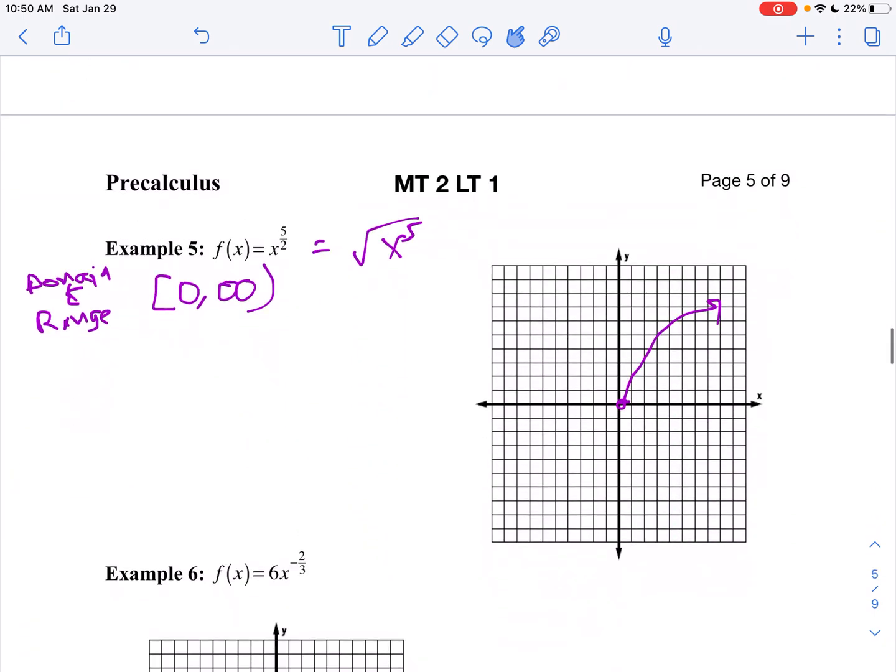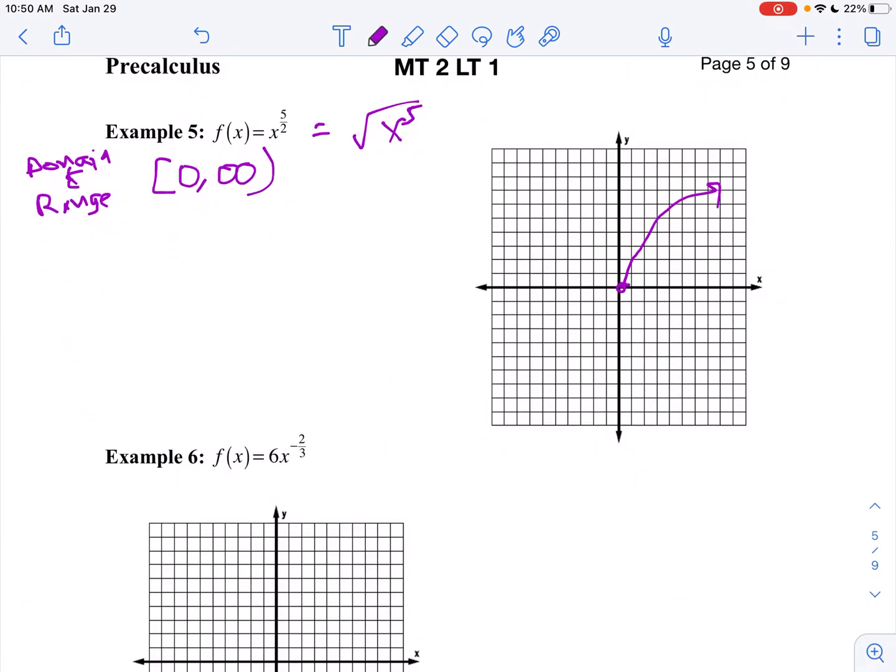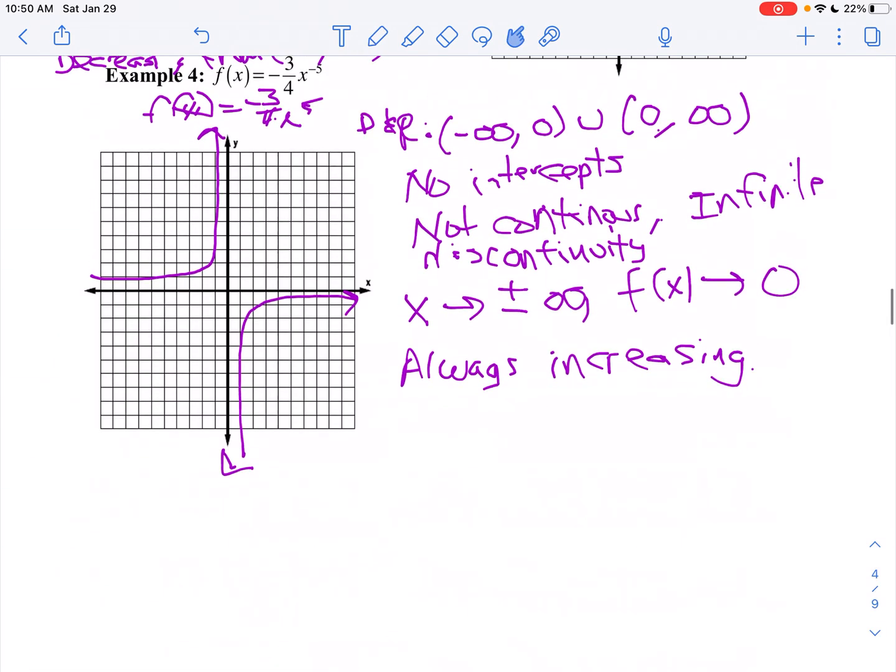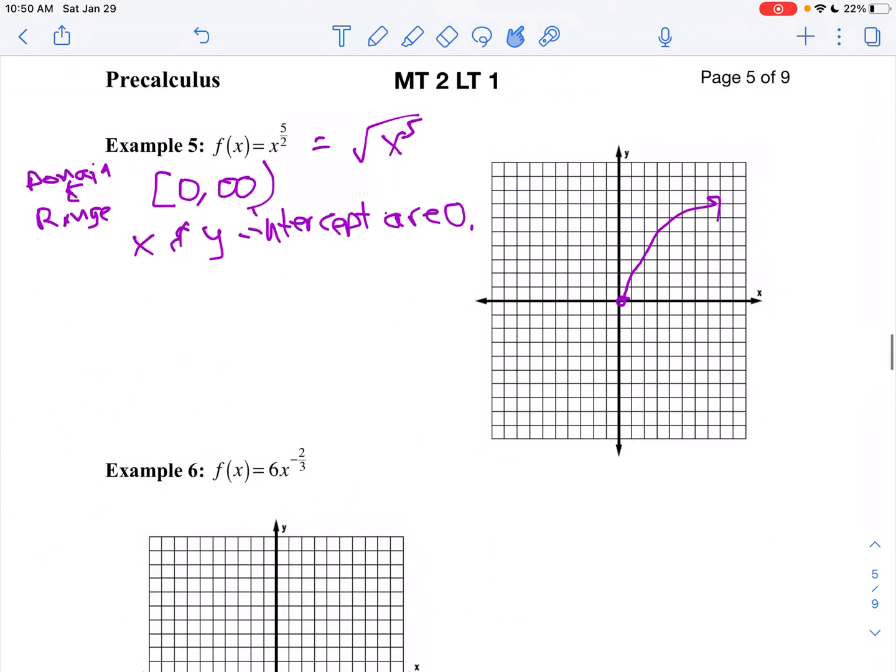I forget that my intercepts, my x and y intercept are 0. It is continuous, if I remember, yeah. It is continuous because I can draw it without lifting up my pencil.